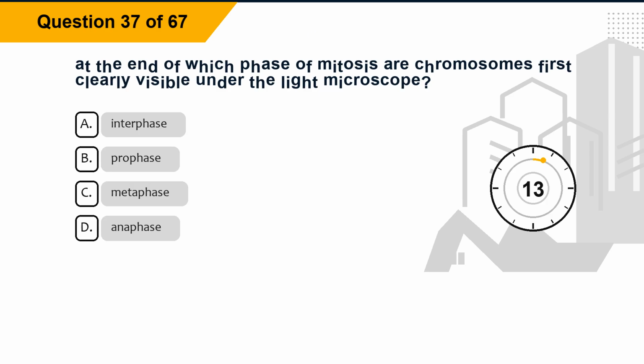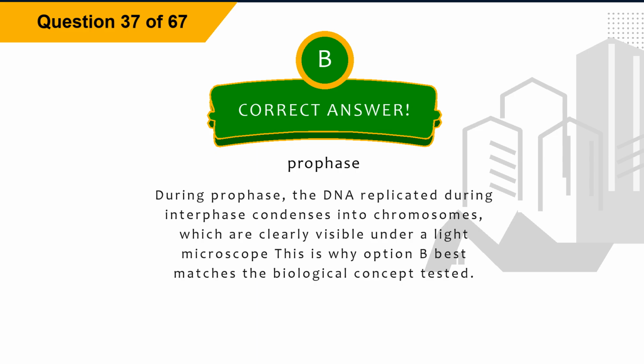Question 37. At the end of which phase of mitosis are chromosomes first clearly visible under the light microscope? Option A, interphase. Option B, prophase. Option C, metaphase. Option D, anaphase. The correct answer is option B, prophase. Explanation. During prophase, the DNA replicated during interphase condenses into chromosomes, which are clearly visible under a light microscope. This is why option B best matches the biological concept tested.